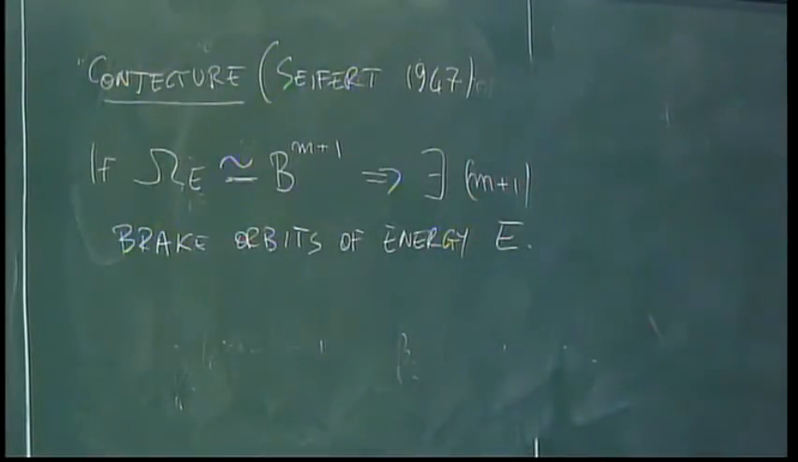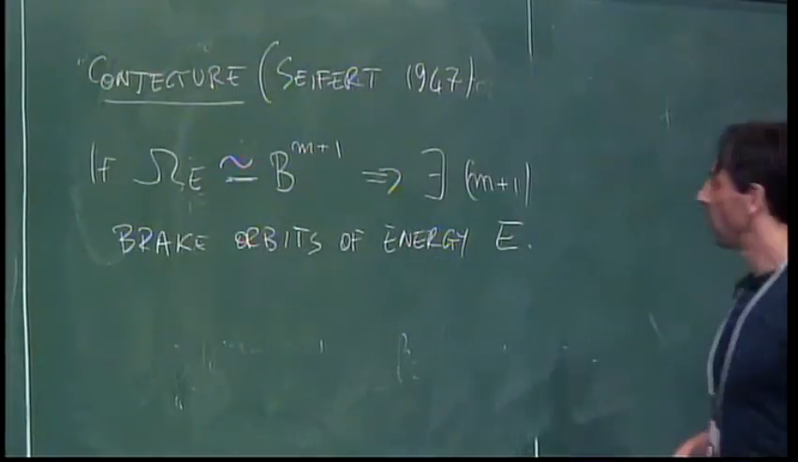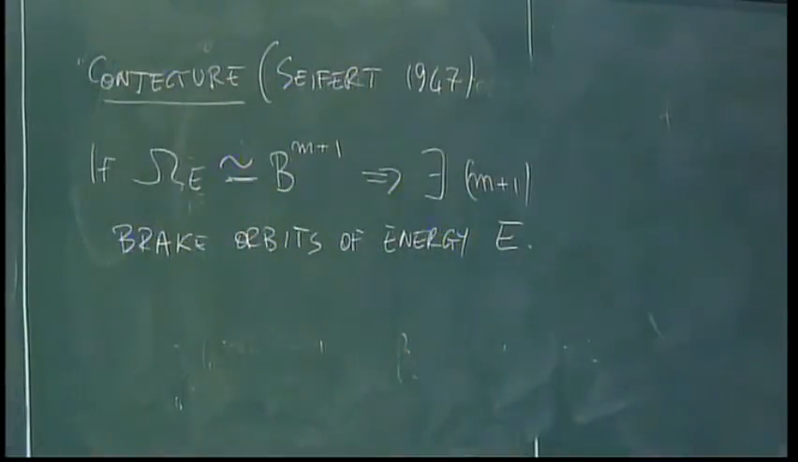This is a very famous conjecture. It has been proved in some cases, but the general case is still an open problem. And this is the type of question that I would like to ask myself. So I want to count brake orbits of some conservative system like that.